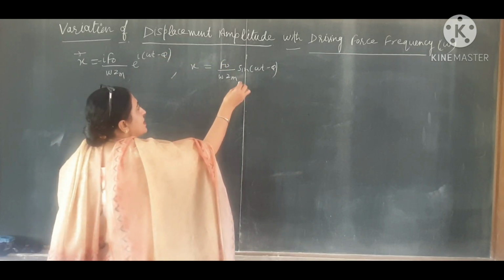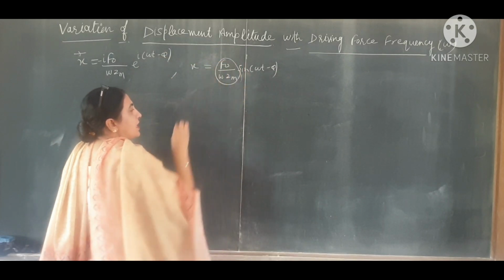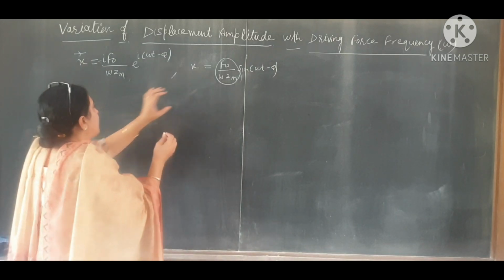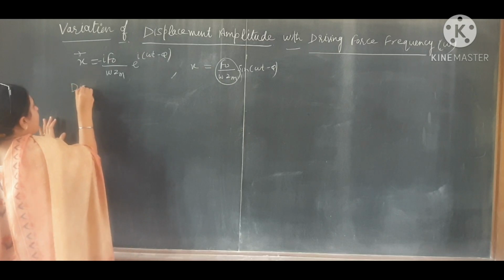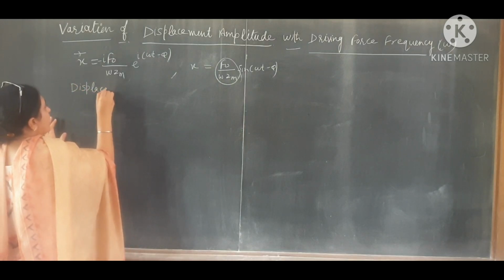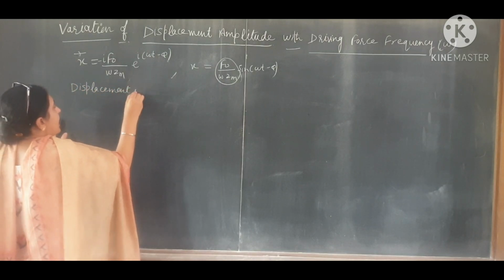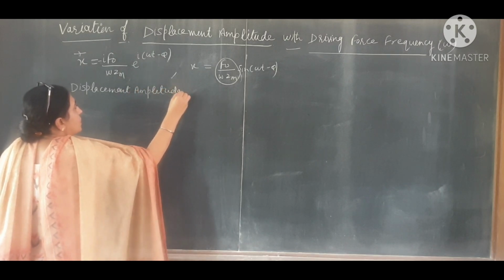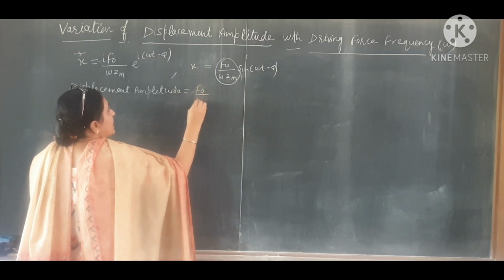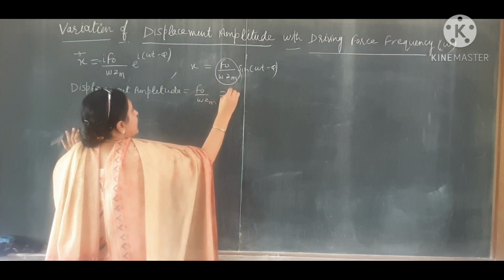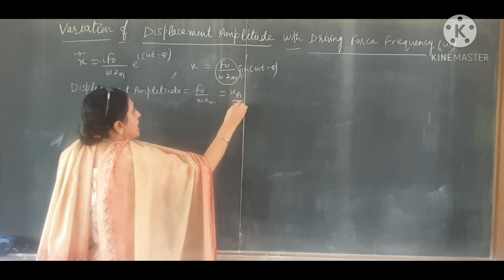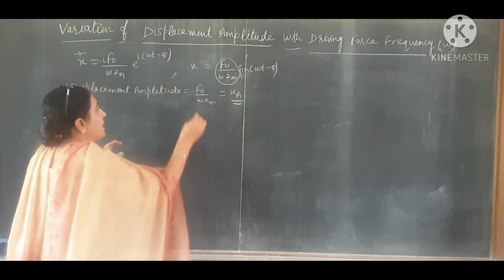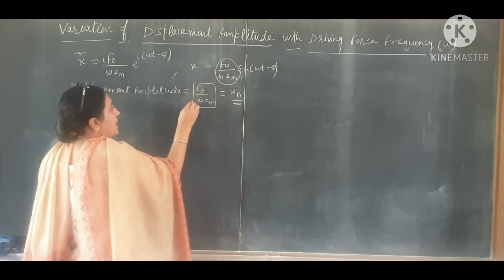Now, what is the displacement amplitude? This is the displacement amplitude. I have also told you in the previous lectures that this is the displacement amplitude. So displacement amplitude is equal to f naught over omega Zm, and we represent it by xa. A stands for amplitude, x stands for displacement. So this is the displacement amplitude, f naught over omega Zm.